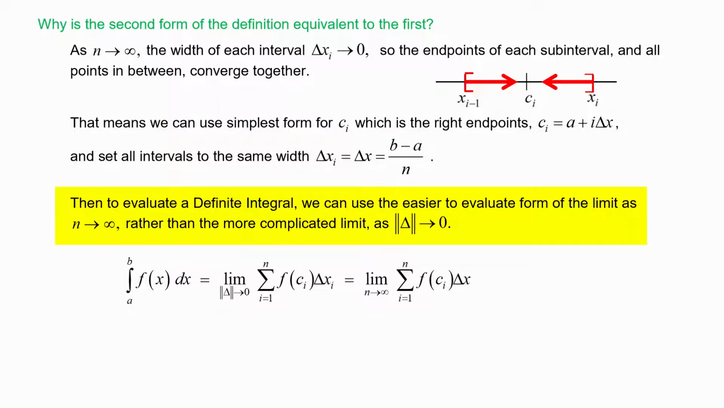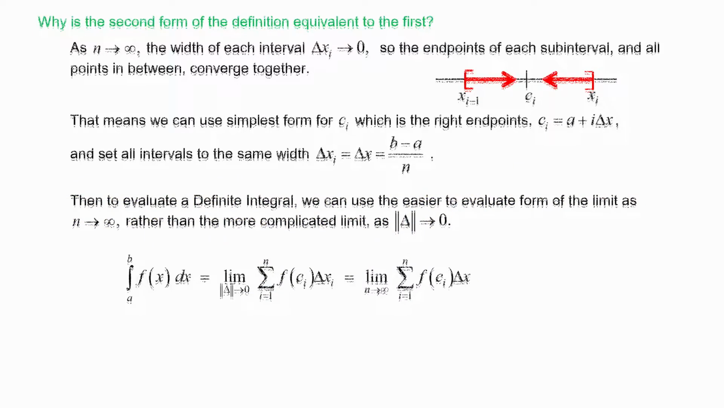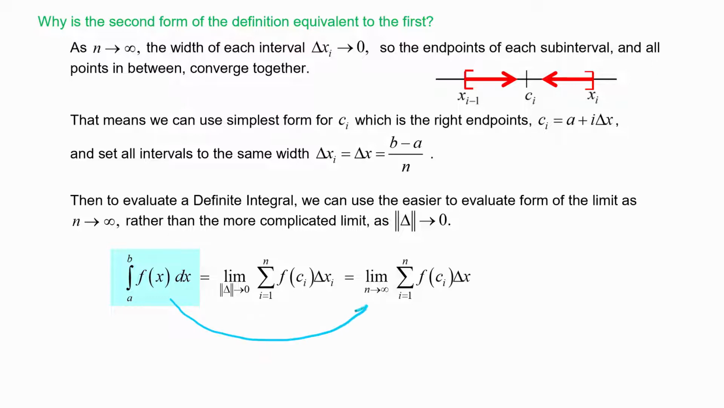Then to evaluate a definite integral, we can use the easier to evaluate form of the limit as n goes to infinity, rather than the more complicated limit, which is as the norm of the partition goes to 0. So then the definition becomes the integral from a to b of f of x dx is equal to the limit as n goes to infinity of the summation i equals 1 to n of f of c sub i delta x.